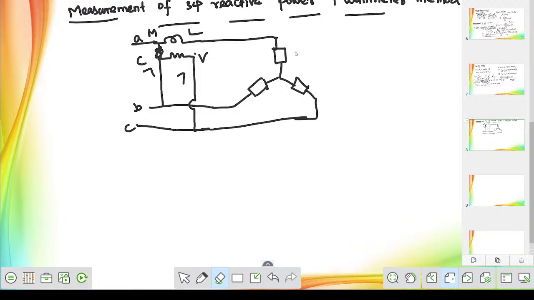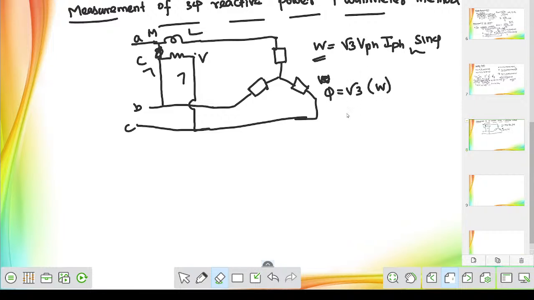With the help of these two, the wattmeter reads root 3 times per phase voltage into per phase current into sin phi. That is the formula. Now the wattmeter reading will be given in the exam, or else you will have to calculate. Remember, here I am putting sin phi because we are measuring reactive power. Then what is the total reactive power, sir? The total reactive power is root 3 times the wattmeter reading. It means root 3 into root 3 will become 3 times per phase voltage into per phase current into sin phi.